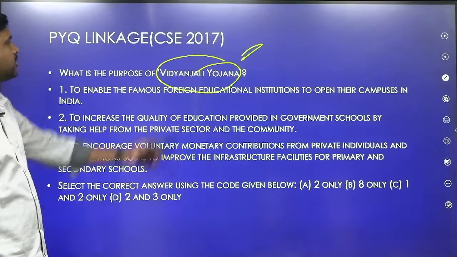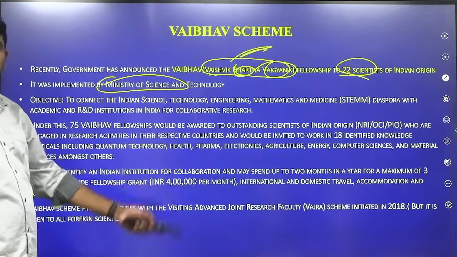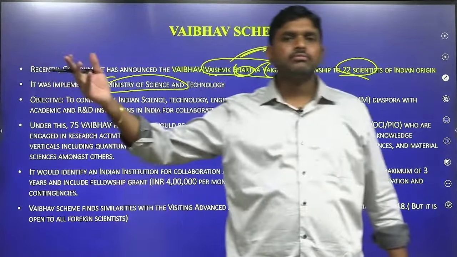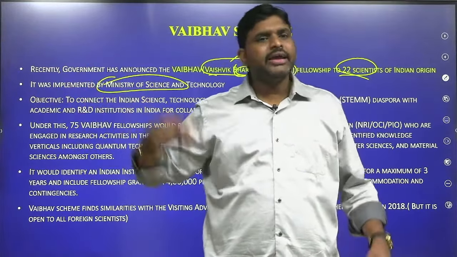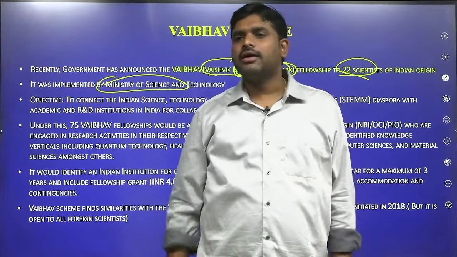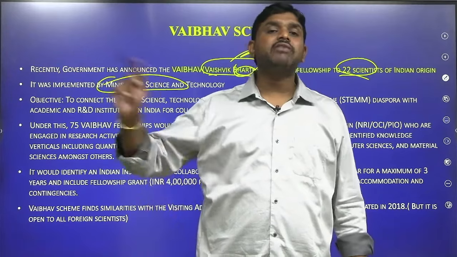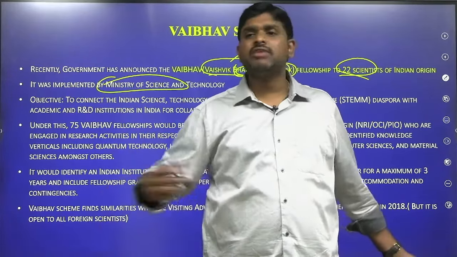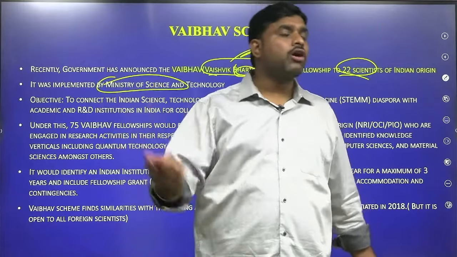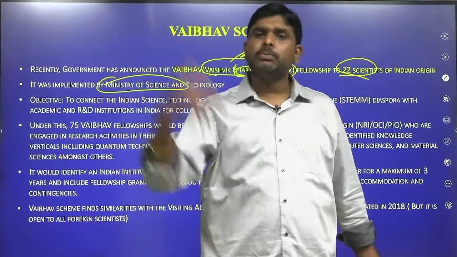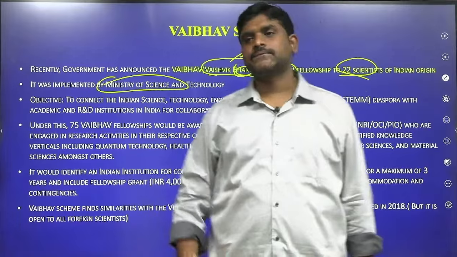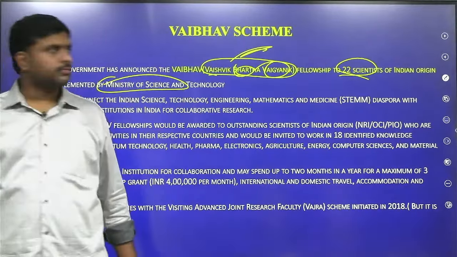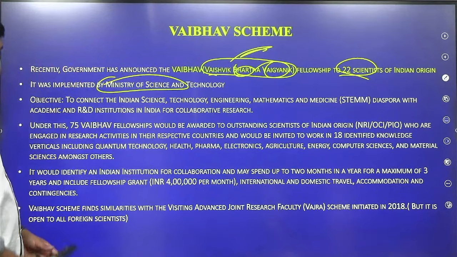Why did I ask? Vidyanjali 2017. Now what is there? Vaibhav. Venkatraman Ramakrishnan, who got the Nobel Prize, is an Indian-origin scientist working in America. So why are such scientists working in other countries? To attract them, the Government of India came up with a scheme. Why? Because they will come when we pay high. So now the government is ready to pay 4 lakhs per month. So please come and work in India.